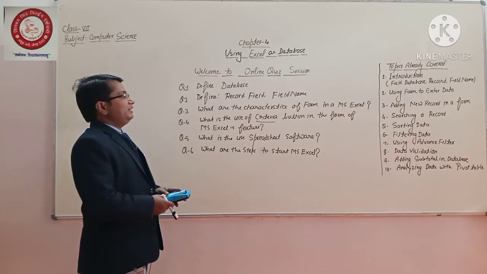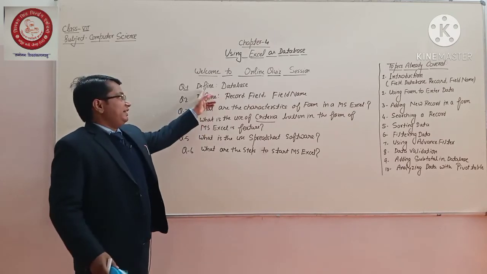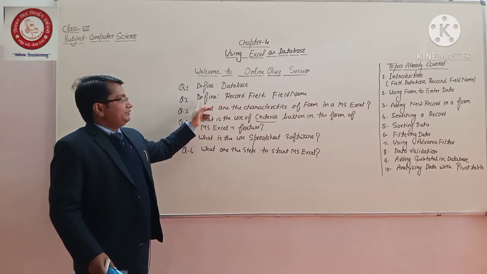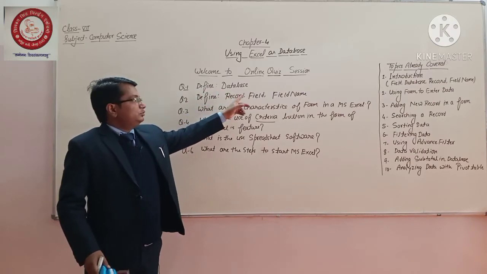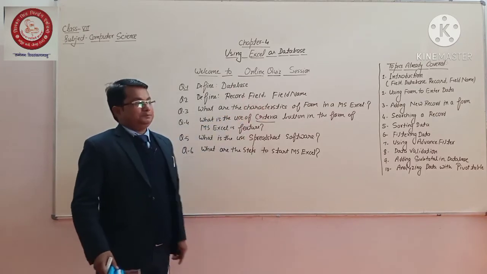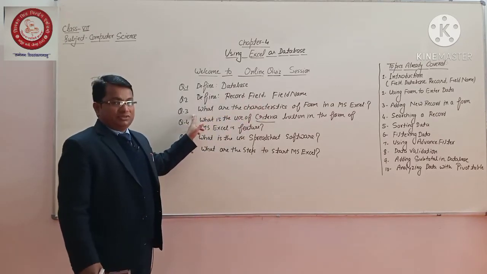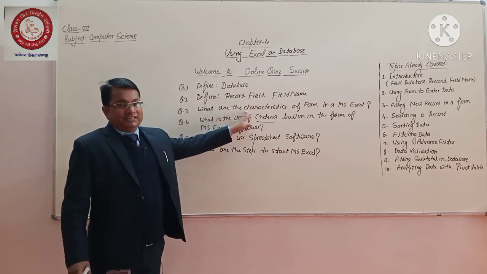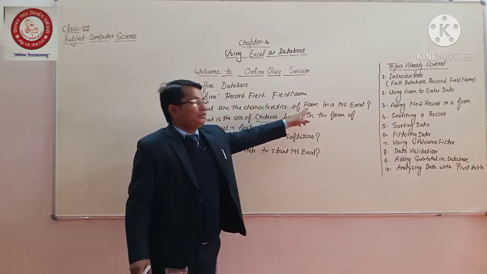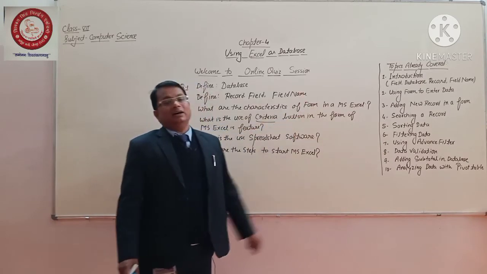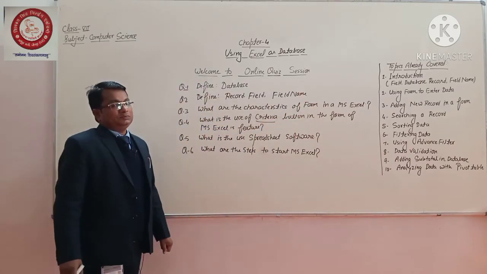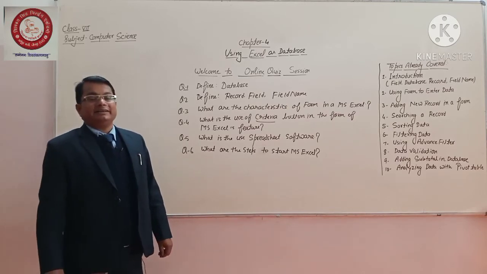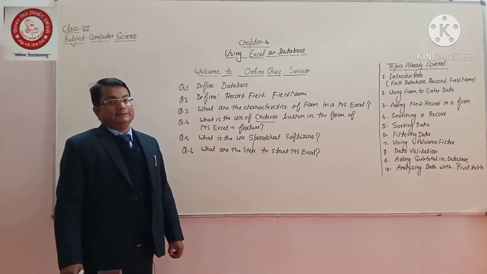Okay. Now question number 1. Define database. Question number 2. Define record, field, field name. Question number 3. What are the characteristics of form in MS Excel? मतलब क्या हुआ? आपको बताना है कि फॉर्म का कैरेक्टरिस्टिक्स क्या होता है.